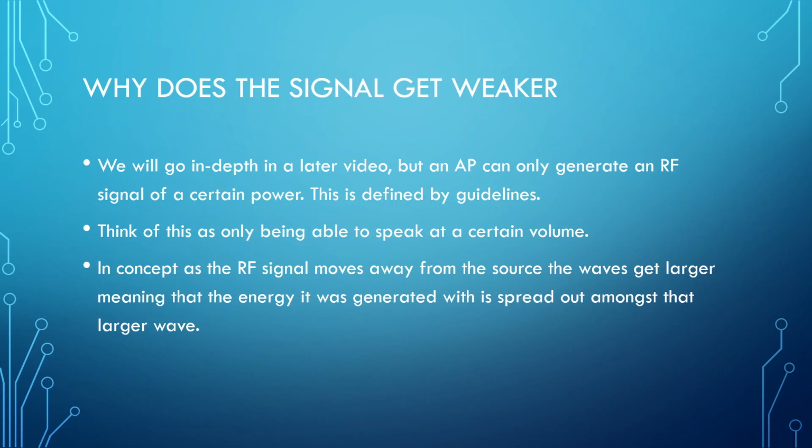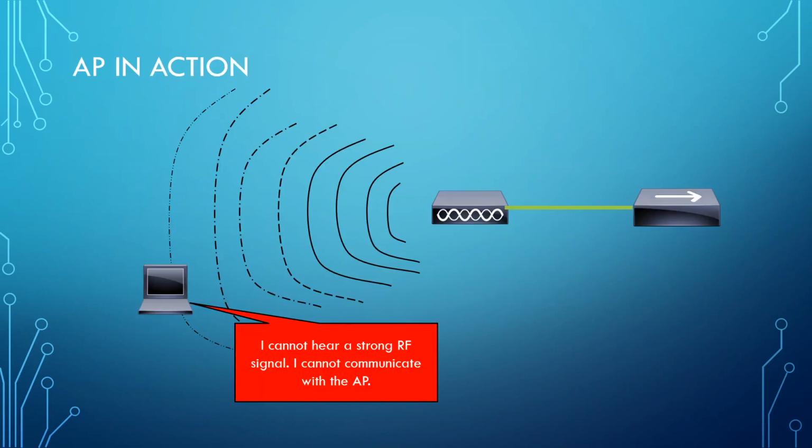In concept, as the RF signal moves away from the source, the waves get larger, meaning that the energy it was generated with is spread out amongst the larger waves. As an example, this AP is generating this RF signal with a certain amount of power, a certain amount of energy. When the waves are first generated, these waves are small. Think of it like throwing a pebble into a pond. It's a ripple effect. As you throw a pebble into the pond, the waves that it makes in the water are first going to be very, very small. The waves get bigger until there are no more waves.